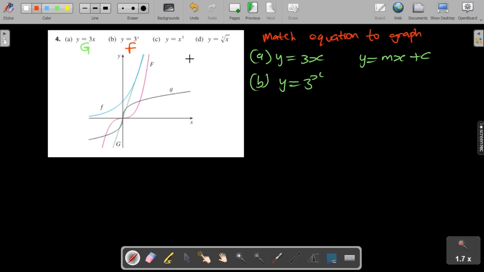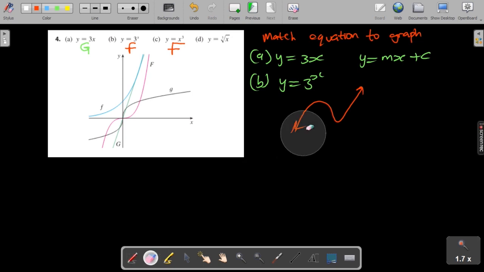And the third one is a cubic function. And that cubic function has an a of 1, so expect it to look like this. And let's see if we have such a function. There it is there. And we're going to assign that. So that is capital F.